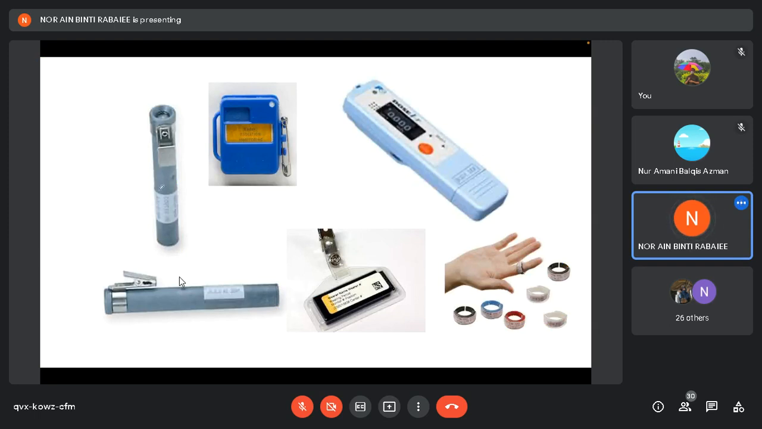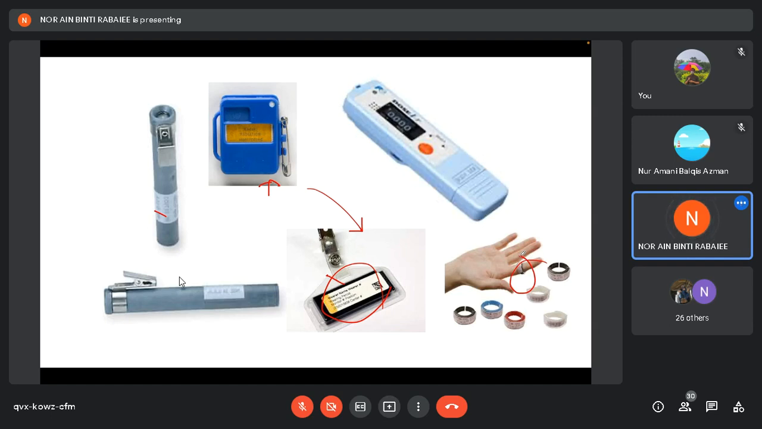This is an example of personal monitoring. This is a pen dosimeter, or some call it a pocket dosimeter. You can put it inside your pocket for radiation monitoring. This is common, and I think most of you are familiar with it. This is OSL, our personal monitoring, and this is the film badge. A few years back we used the film badge as personal monitoring, but currently all of them have moved to OSL, and this is similar to the pen dosimeter.